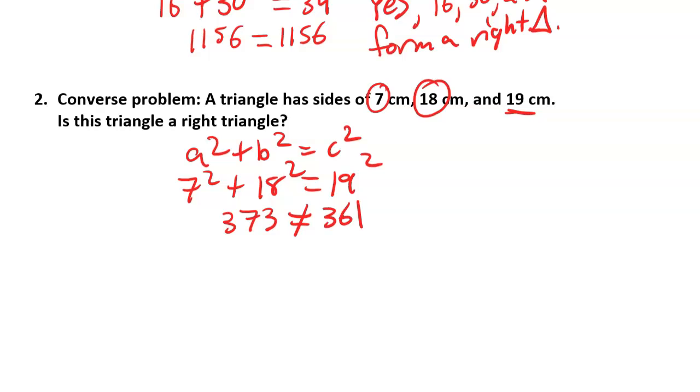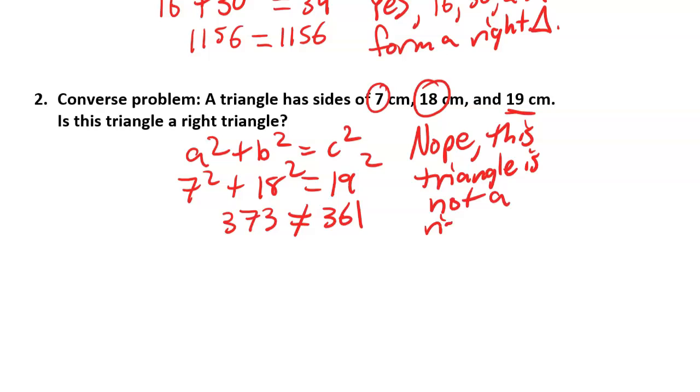Well, what it means is that we don't have a right triangle. Since this is not true, is this triangle a right triangle? No. Nope. This triangle is not right. So it is not a right triangle. What this would mean is that we're talking about some sort of other triangle you've seen in mathematics days past. Maybe it's a scalene triangle that's obtuse, or maybe it's a scalene triangle that is acute. We don't know, but we do know with certainty that this is not a right triangle.